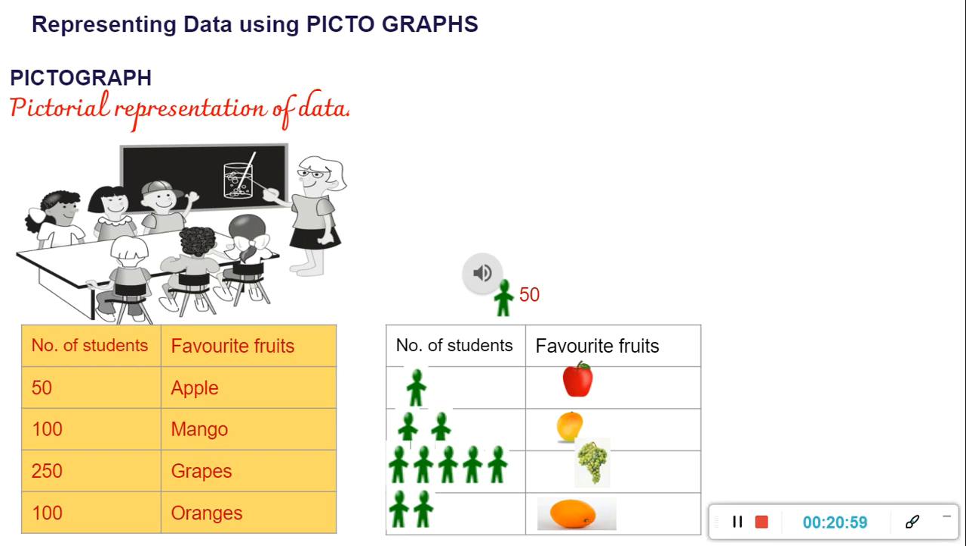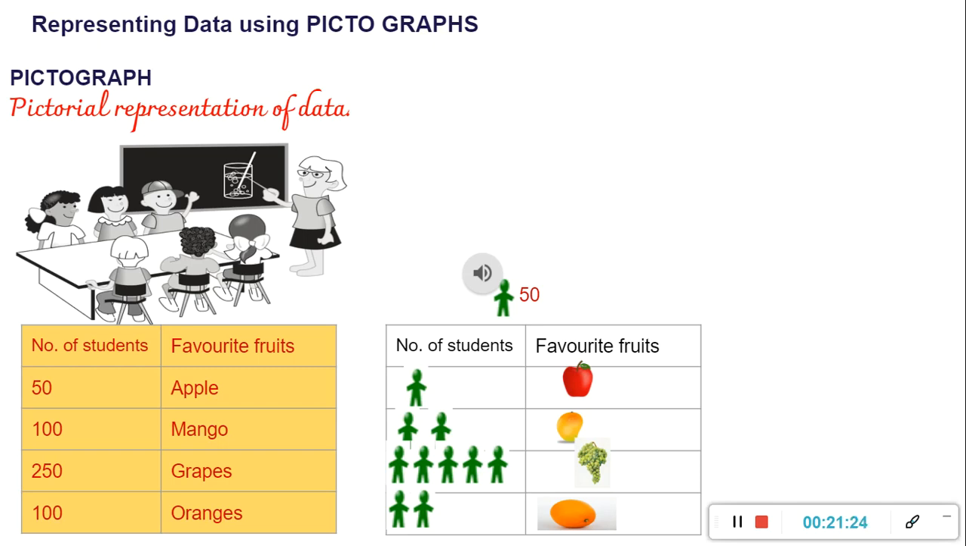So this is how data is represented with pictures, and this kind of graph is called a pictograph. It is not like the huge graph that we see with an x-axis and y-axis. It is represented with pictures, which gives it the name pictograph. Clear? So let us take another example of a pictograph.